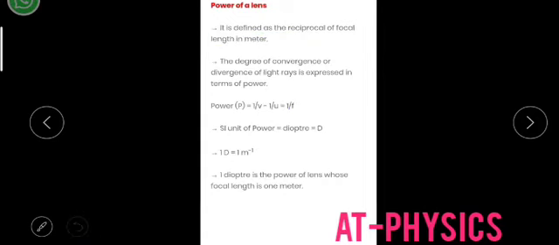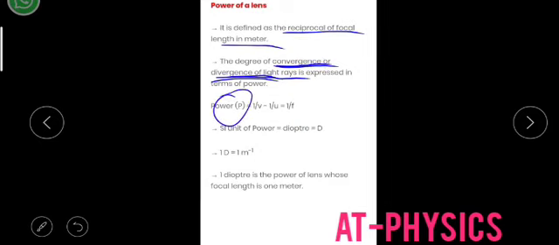Clear? And the ability to converge or diverge light rays is also known as power. So power is defined in two ways: the reciprocal of focal length in meters, and the ability to converge or diverge light rays. And the formula of power is P is equal to 1 upon f. And the SI unit of power is diopter. Remember, the SI unit of power is diopter.